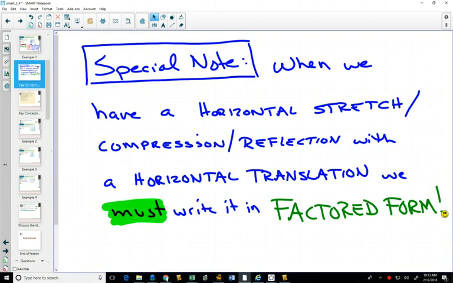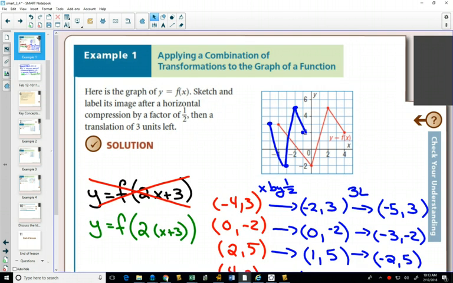So what we see in this last equation is that it had a horizontal compression and a horizontal translation. When writing that equation, it has to be written in factored form. So to see that +3 to the left has to be in factored form. And when it isn't in factored form, we will factor first in order to see that. Okay, questions to do are 4, 5, and 6.